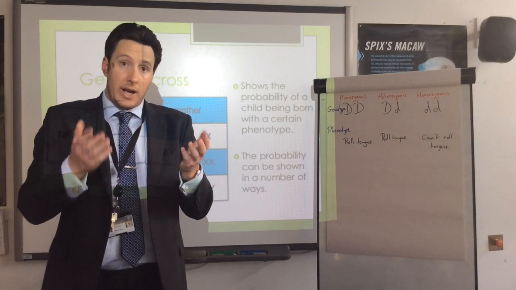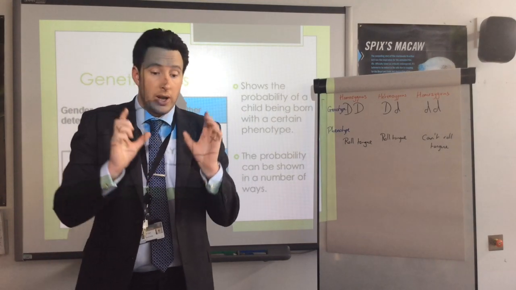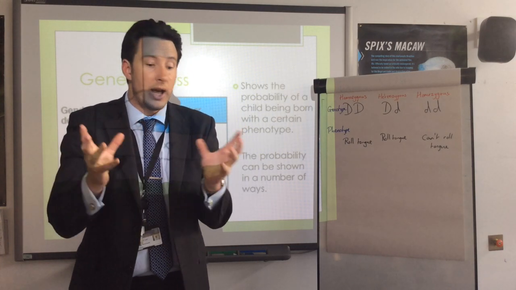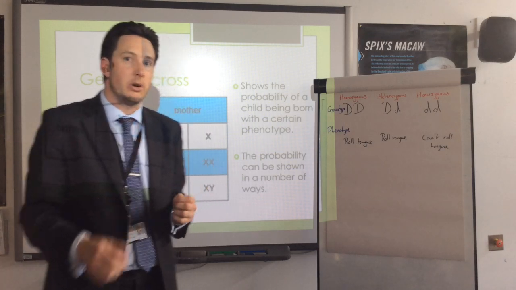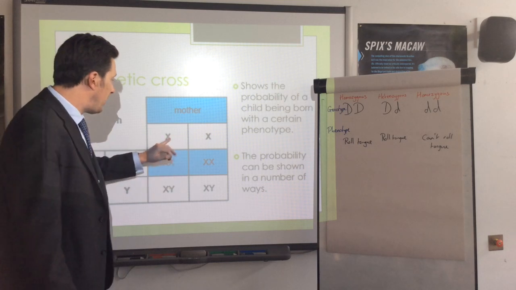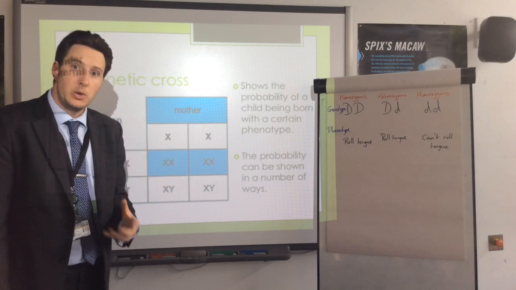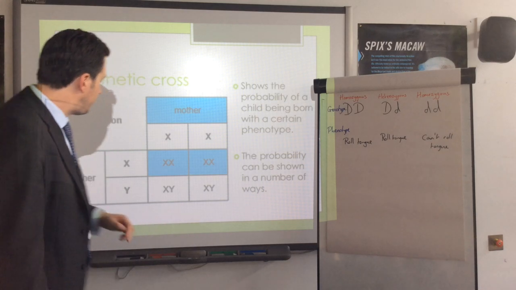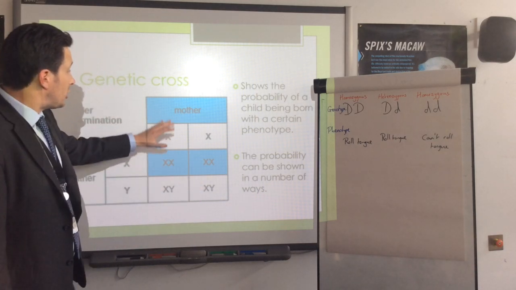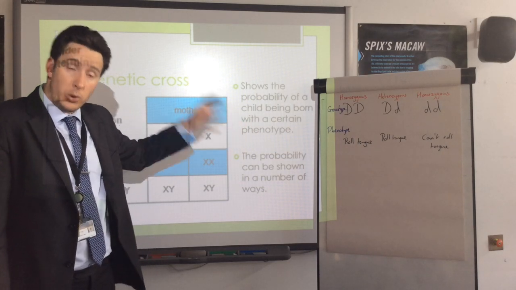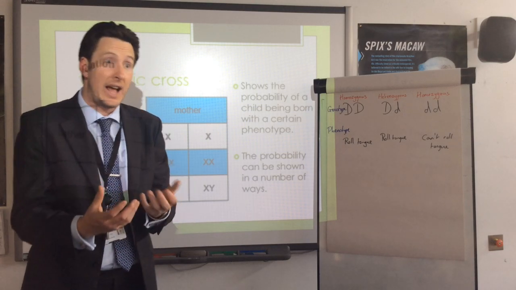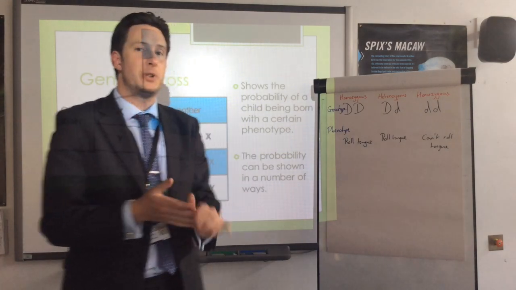Now, gender is only controlled by one pair of chromosomes. So one pair, one set of chromosomes controls which gender a person is. If you are female, you have the chromosomes XX. You have two X chromosomes, whereas if you're male, you have an XY chromosome. Okay? So every genetic cross diagram for determining gender must be this cross, because it has to be a male and a female to reproduce.